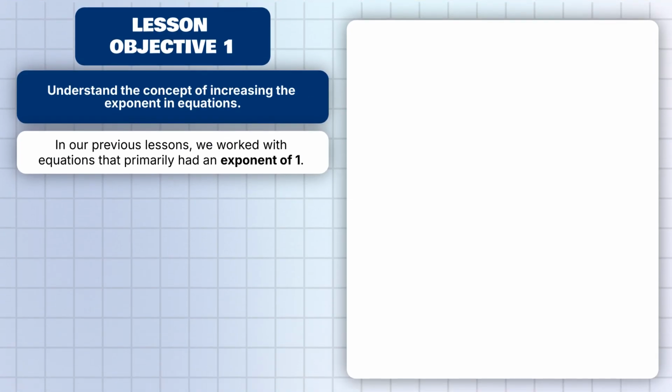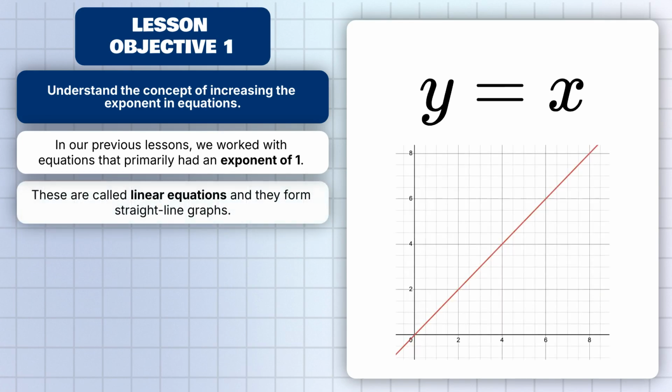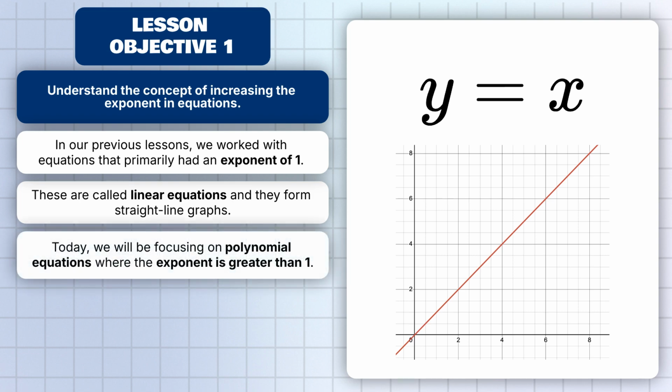In our previous lessons, we worked with equations that primarily had an exponent of 1. But remember, we usually don't write the power of 1, because an x on its own implies this, so there is no need to actually write the 1. These are what we call linear equations, and you've already seen how they form straight-line graphs. Today, we are shifting our focus to polynomial equations where the exponent is greater than 1.